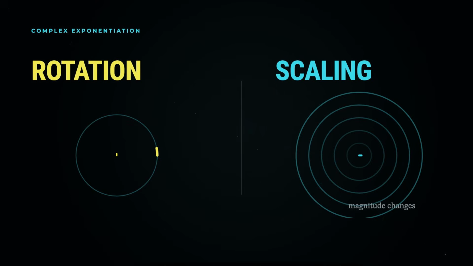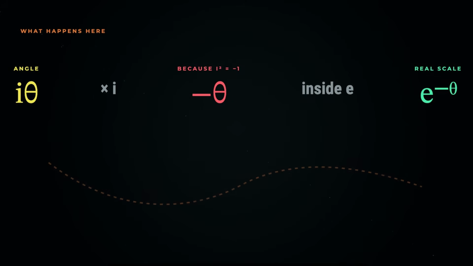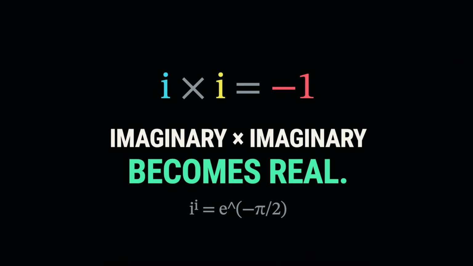This is not an accident. Complex exponentiation combines rotation and scaling. Here, the angle brings in a second i. Since i squared is -1, that rotational information becomes a real exponential scale. Two imaginary quantities combine, and the result becomes real.